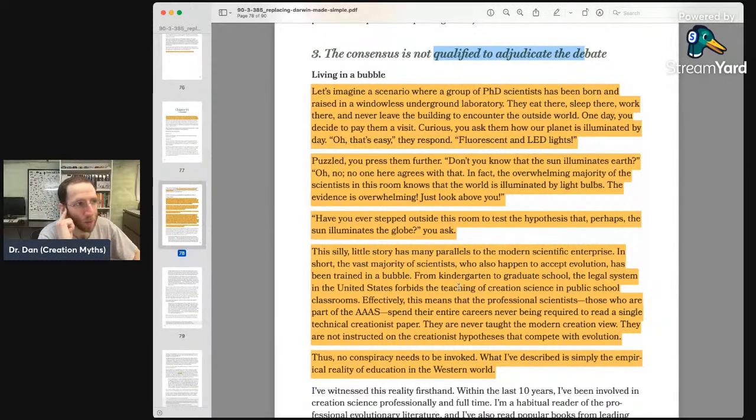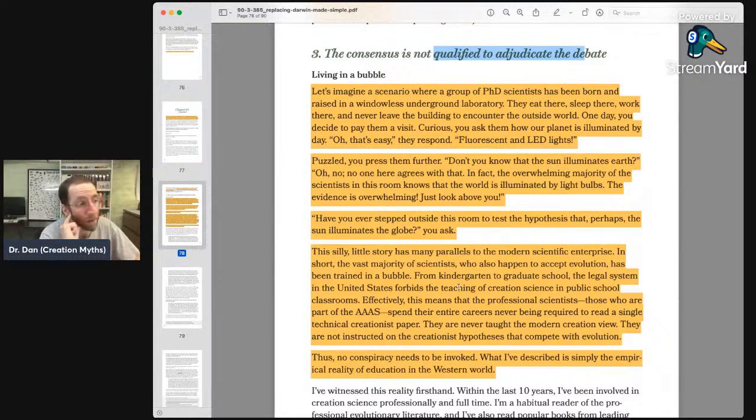Let's imagine a scenario where a group of PhD scientists has been born and raised in a windowless underground laboratory. They eat, sleep, work, and never leave the building. One day, you decide to visit. Curious, you ask them how the planet is illuminated. Oh, it's easy. Fluorescent and LED lights. Puzzled, you press them further. Don't you know that the sun illuminates Earth? Oh no, no one here agrees with that. In fact, the overwhelming majority of the scientists in this room know the world is illuminated by light bulbs. The evidence is just overwhelming. Just look above you. Have you ever stepped outside this room to test the hypothesis that perhaps the sun illuminates the globe, you ask? This silly little story has many parallels to the modern scientific enterprise.